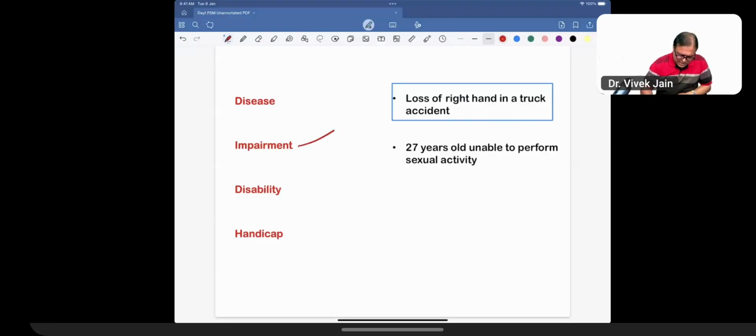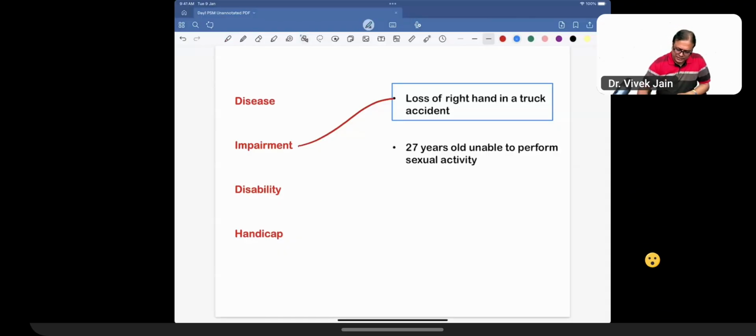Yes, this is an impairment. Because of this, person is not able to drive his bike, drive his car, write properly. That is disability. Because of this, person is not able to get a job. That is a handicap. So read the language of the question. Diabetes is a disease. Erectile dysfunction is an impairment.